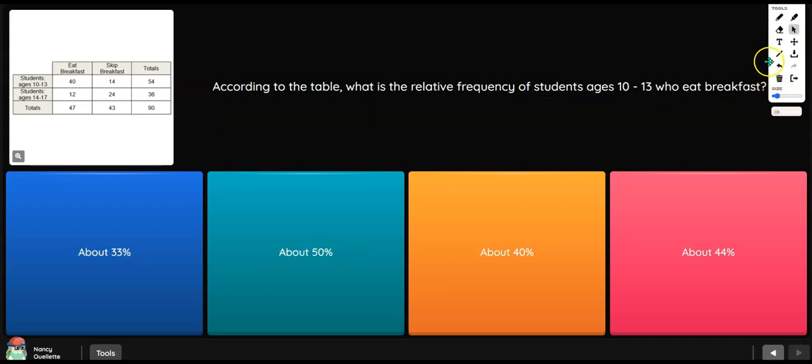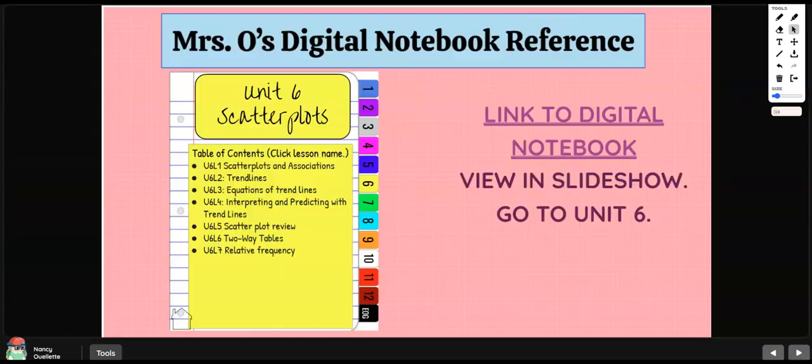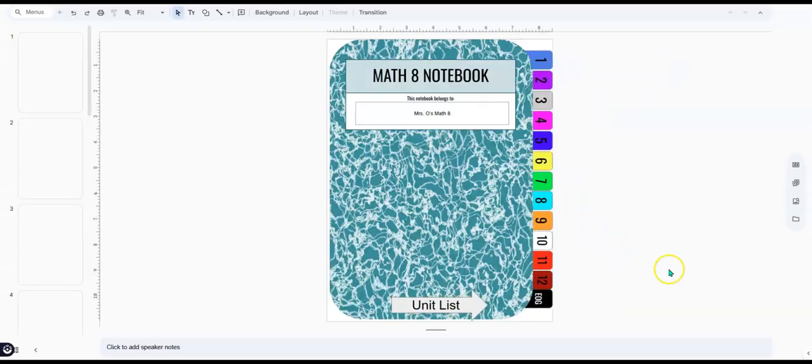And then I think this is our last problem. Yep, it is. Okay, according to the table, what is the relative frequency of students ages 10 to 13 who eat breakfast? Okay, so let's say you get to that question and you're not sure what relative frequency is. On slide 4, there's a link to my digital notebook, and I just wanted to show you guys this and show you how you could find relative frequency.